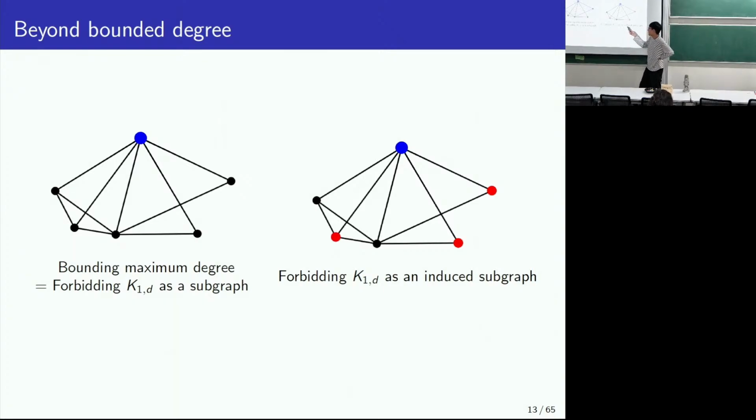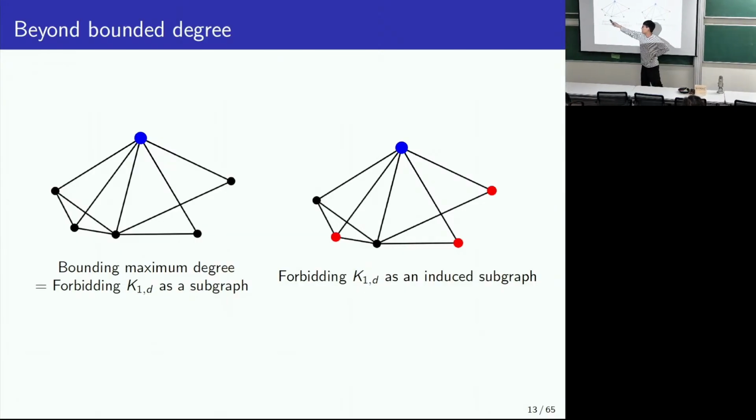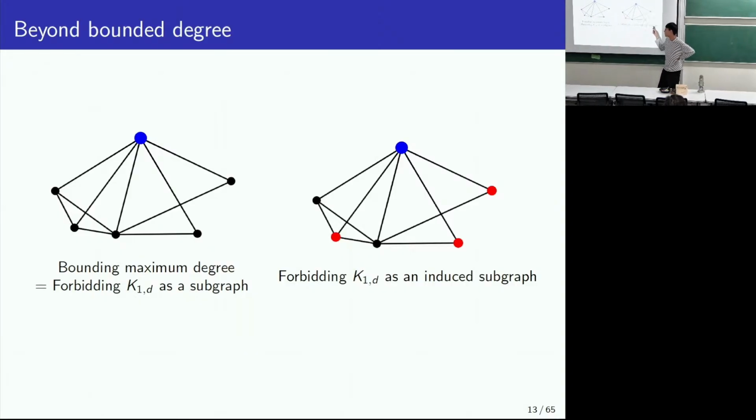So for example, here we forbid K_{1,4}, then each vertex's neighborhood will have at most independence number 3. So this kind of changing the number of vertices to independence number is a tactic we will use again and again. I will explain the critical difference between bounding maximum degree and forbidding K_{1,d} as an induced subgraph.